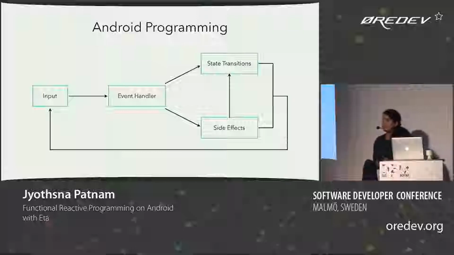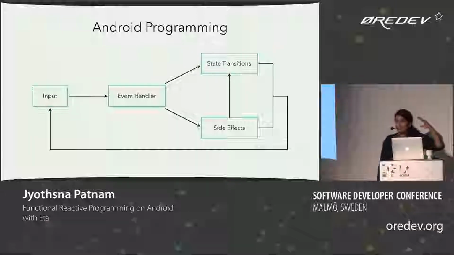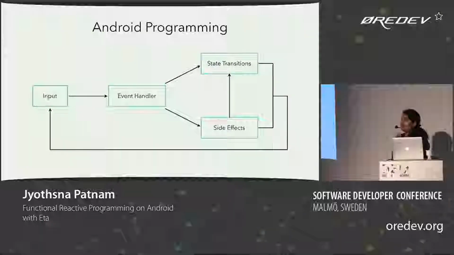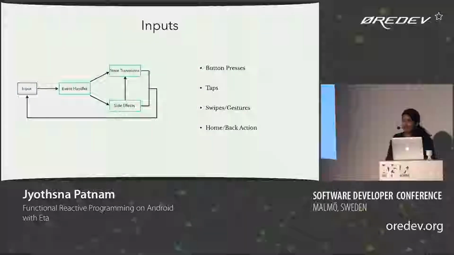Since we're talking about Android programming, I want to go over at a high level what an Android application looks like. An Android application consists of 4 components: the inputs, event handlers, state transitions, and side effects. The inputs feed into the event handlers, and the event handlers run some code and cause some state transitions and side effects. Now, I want to break this down more and help you understand what I mean by every component.